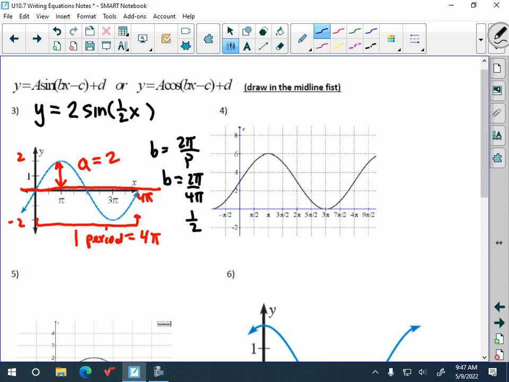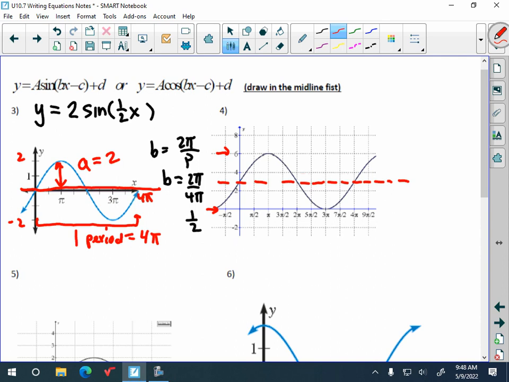All right, so number 4, our highest is 6, and our lowest is 0. So that means there's a vertical shift. And so the halfway point would be 3. So here's our midline at 3. All right, so our graph again crosses the y-axis at the midline. So that means that it's a sine graph. Our a value, the distance from our midline to the highest point, that's 3 units. So a is 3.